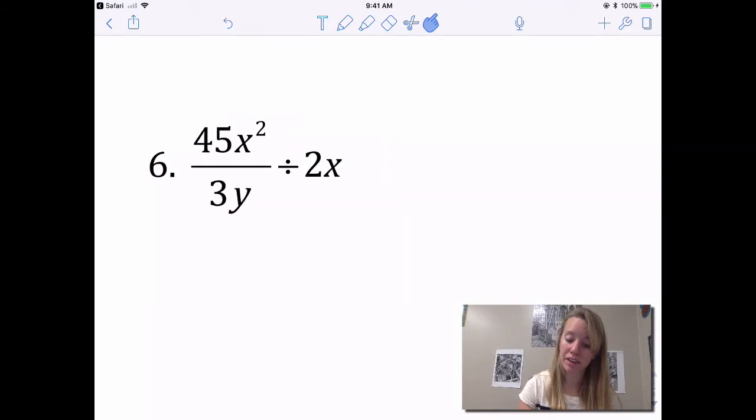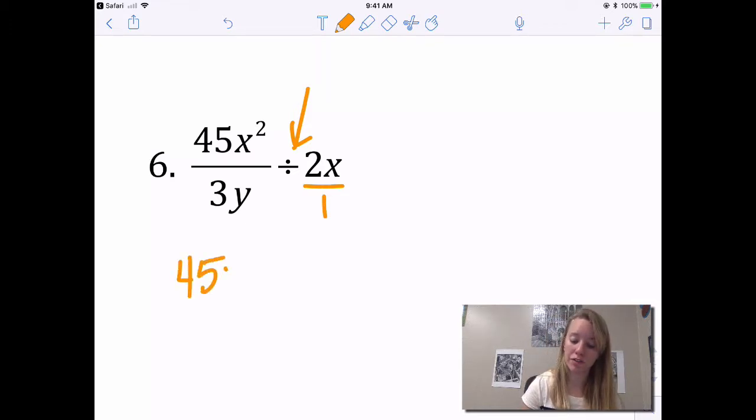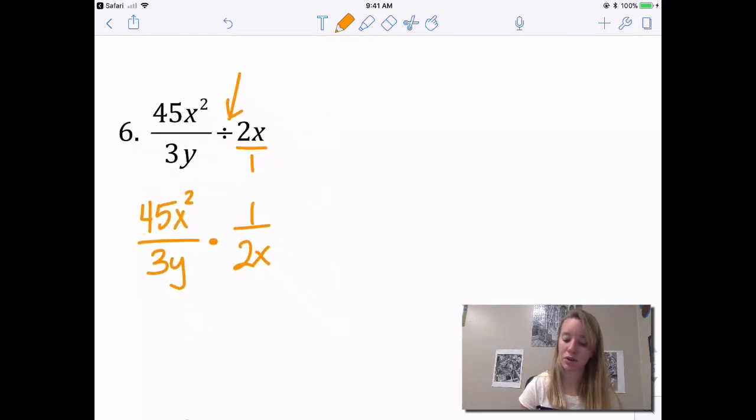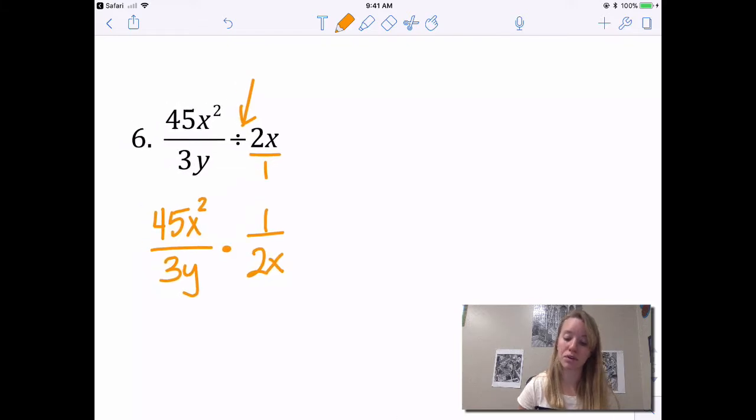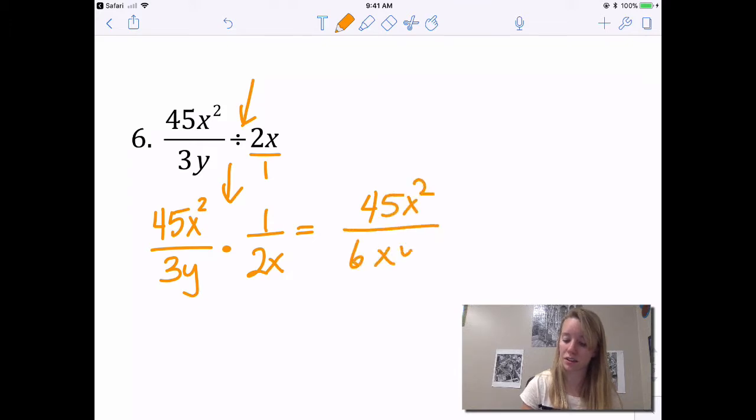Number 6, the main thing is that this is division. So remember that when you have, how do you divide by a fraction? You multiply by the reciprocal. So I leave the first fraction just as it is, and then I multiply by the reciprocal of the second. So I get 45x squared over 3y times 1 over 2x. So this changes to be a multiplication sign. Then I can multiply across the top, multiply across the bottom. So I get 45x squared over 6xy.